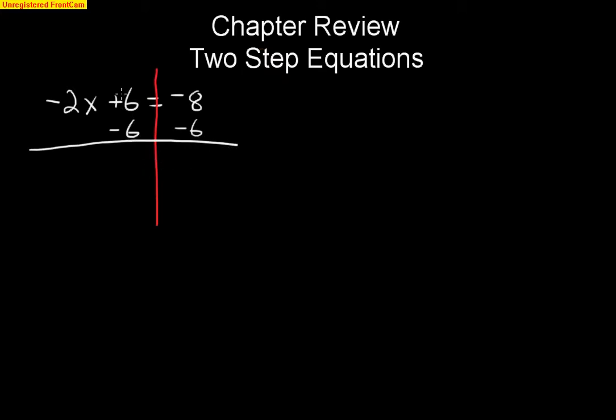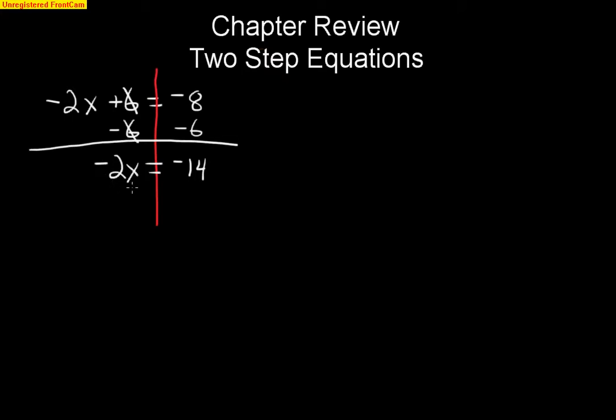Now the plus 6 and the minus 6 cancel out, and what that leaves us with is just a negative 2x on this side. Then we have a negative 8 and a negative 6, so we're looking at a negative 14. We can add those together because they're both negative. Now we've reduced it down to just a one-step equation again.